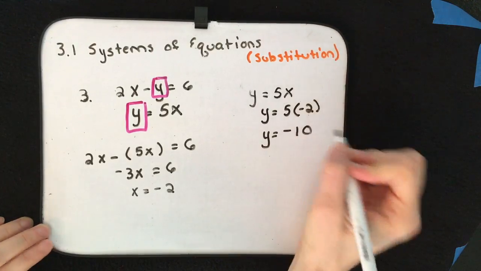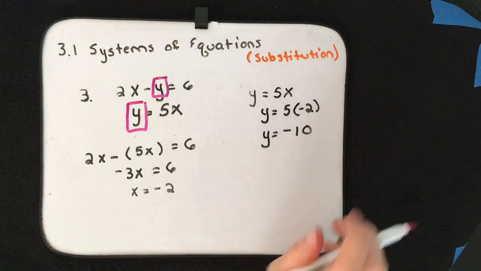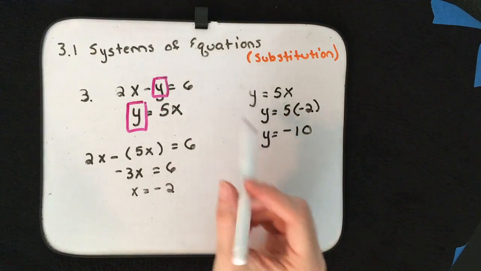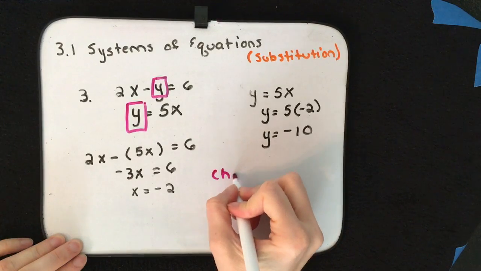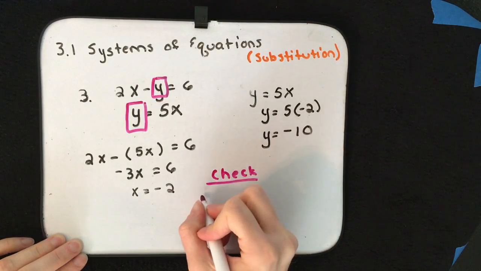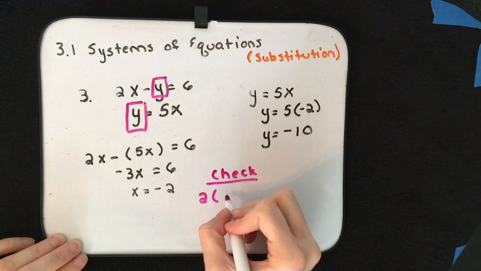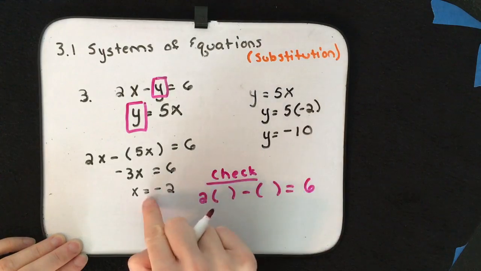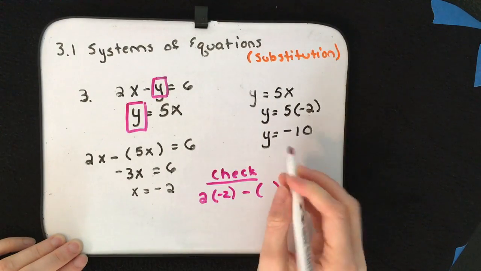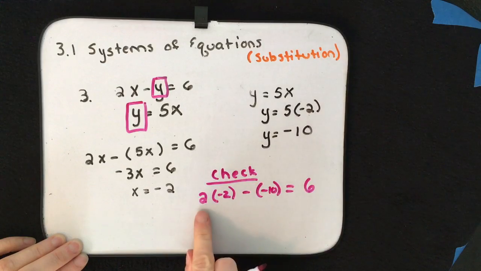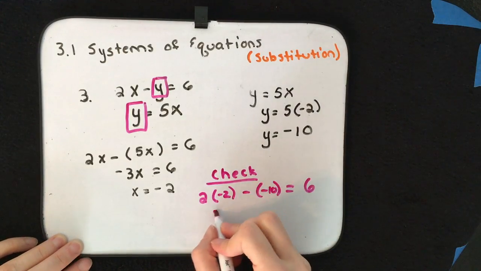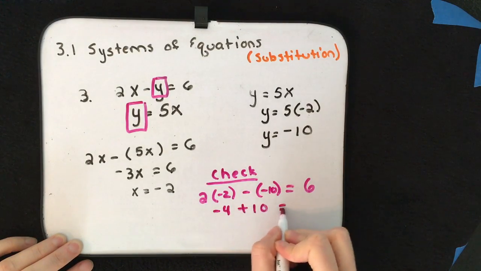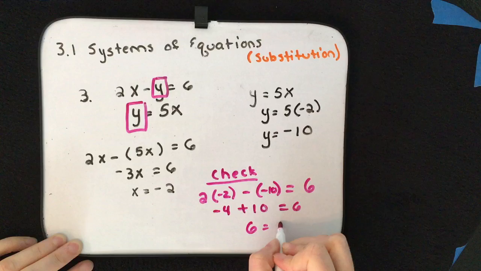A negative times a positive is a negative. Now we need to check it. I used this one to solve for y, so let's use this one to do our check. Leave a parenthesis for the x. Leave a parenthesis for the y. And fill in the values for x and y. So x was negative 2, y was negative 10. 2 times negative 2 is negative 4. Negative times a negative is a positive. Negative 4 plus 10 is 6. That works.